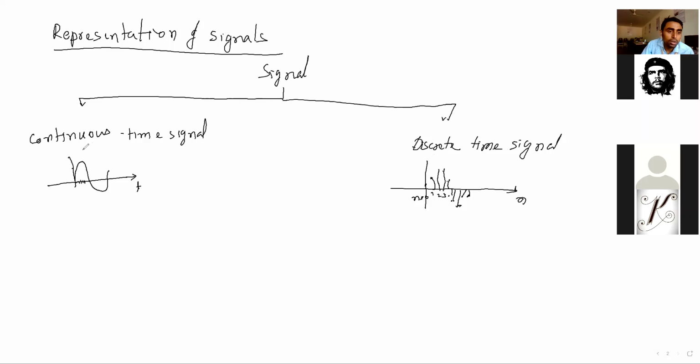Here we can say this is x(t), a sine wave. So x(t) equals sin(omega t), you can write.